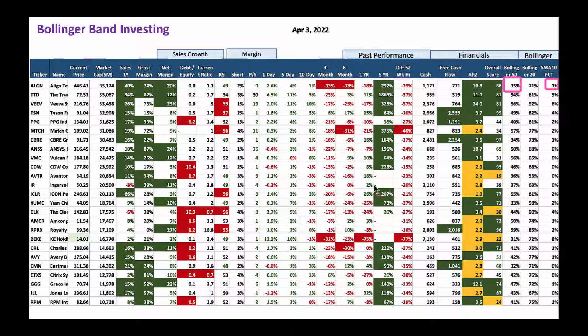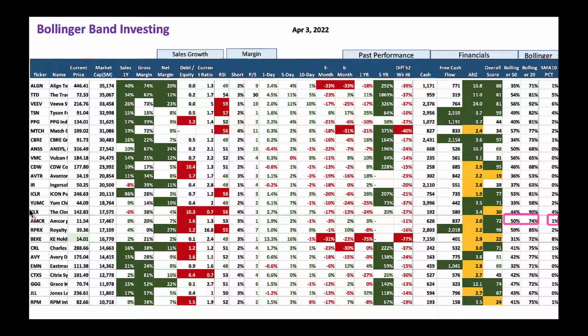Keep watching. We got AMCR, $11 stock. It's a very low price stock, as many of you know here. It's got a 7% net profit margin. Company is making money. And look, it's above its 10-day simple moving average. Stock is trying to go higher. It's got more room to run when it comes to Bollinger Band.